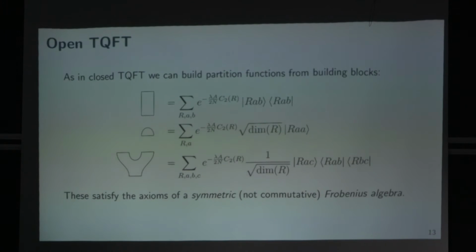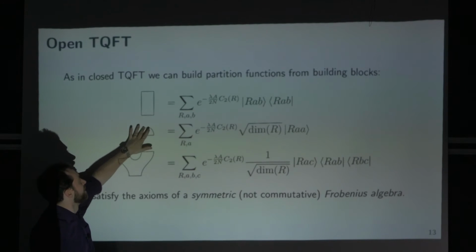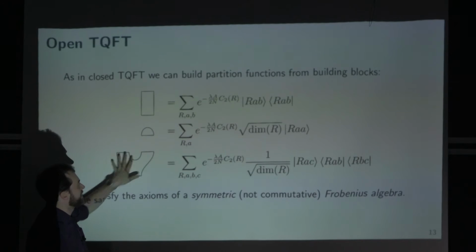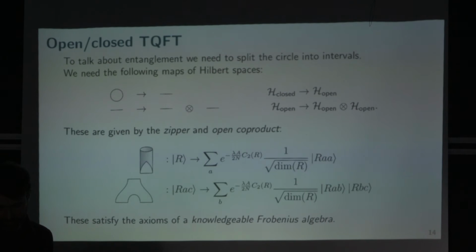Okay, and one can do the same kind of TQFT game. You can associate amplitudes to strips, these open caps, and these open pairs of pants. And they satisfy a similar set of axioms of what's called a symmetric Frobenius algebra. Good, and they basically just say whenever there's a diagram that you can cut up two different ways, those define equivalent objects.